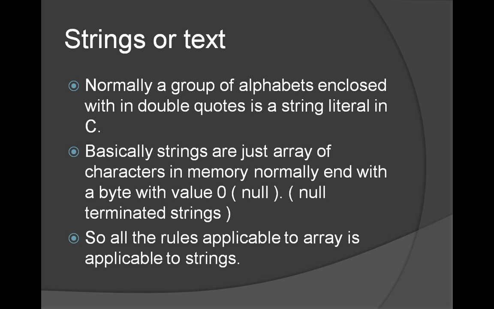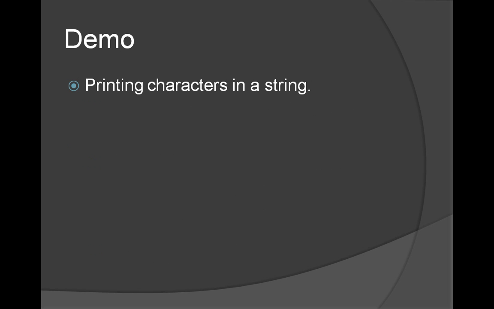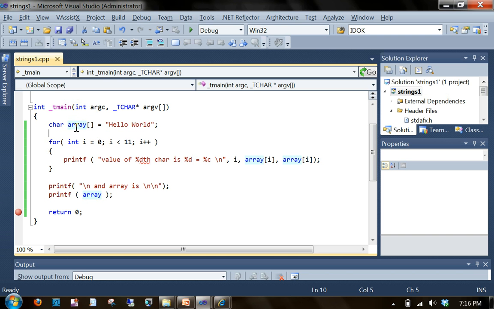As they are character arrays, all the rules applicable to arrays are applicable to strings as well. Now we're going to see a demo to print characters in a string to prove that it is an array of characters. We have an array of characters here, initialized to hello world. In this printf statement, I'm going to access each element in the array and print one by one. I have a counter i which I'm incrementing up to 11, which is the length of this string. Hello world is 11 characters.